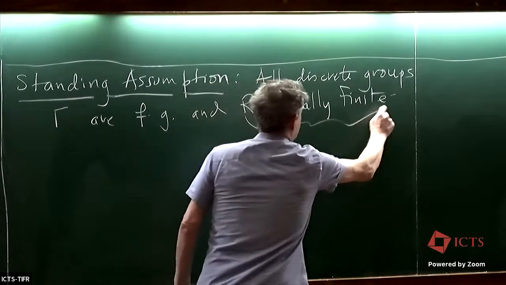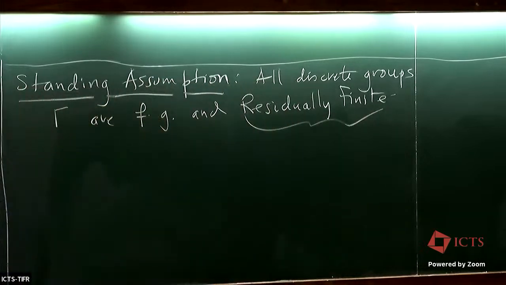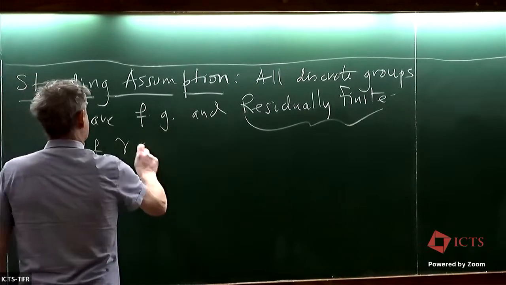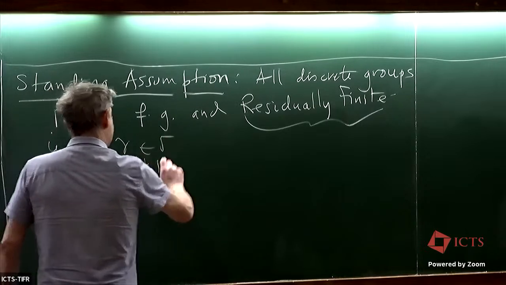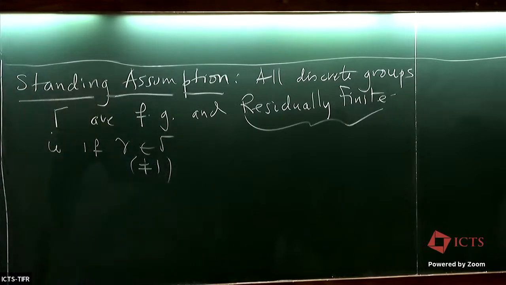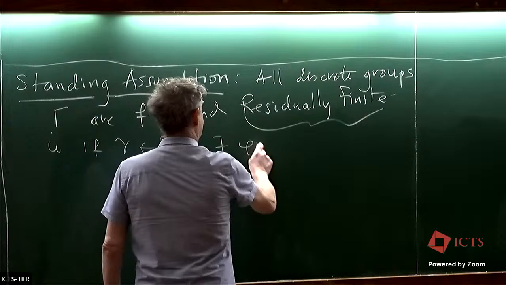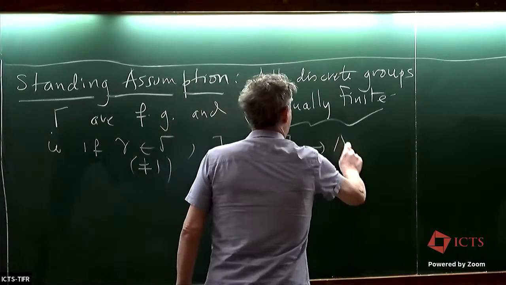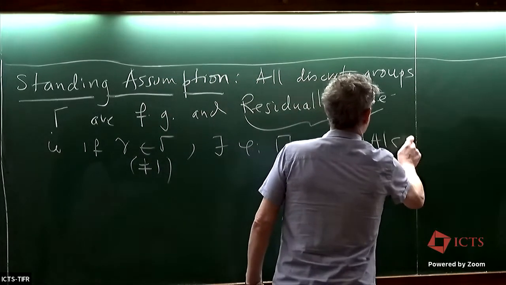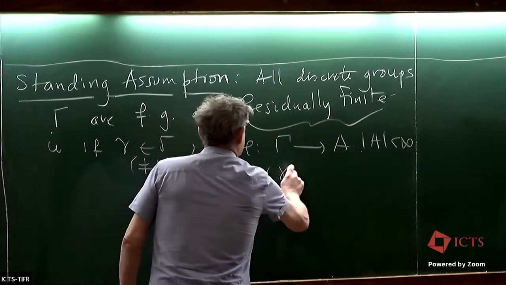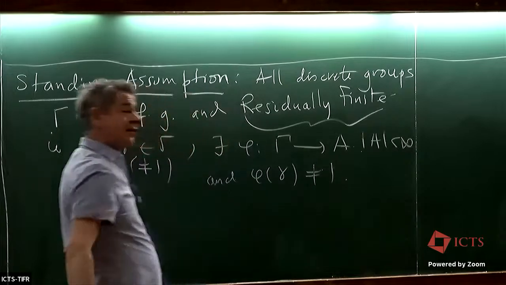Which you probably all know, but I'll write it down anyway, means that if I give you some non-trivial element gamma in Gamma, so if gamma belongs to Gamma and it's not the trivial element, then I can find a finite quotient of Gamma that recognizes that gamma is not the trivial element. There exists phi from Gamma to A, where A is finite, and phi of gamma is not the identity.